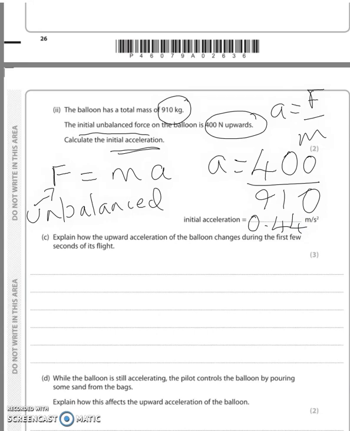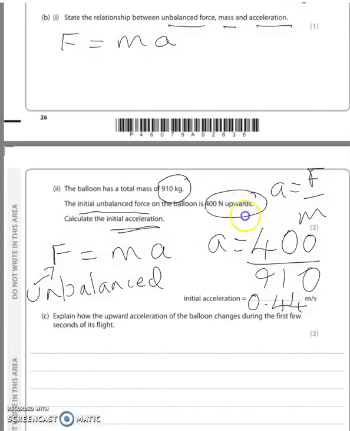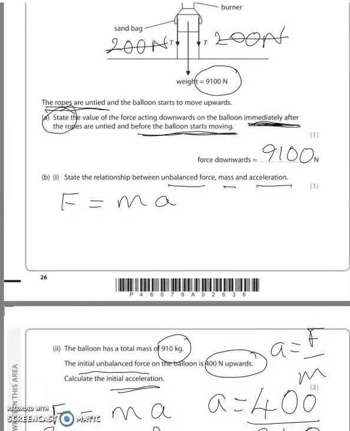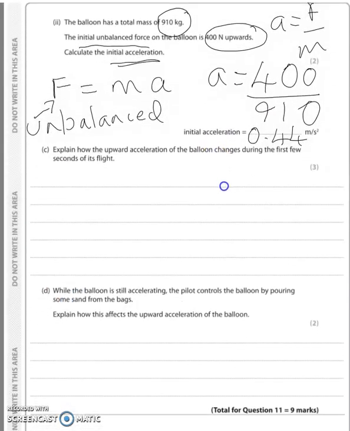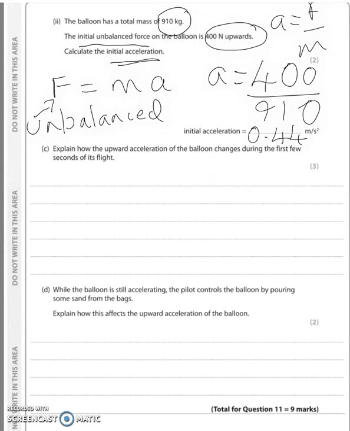Part C, explain how the upward acceleration of the balloon changes during the first few seconds. Now, it was being really clear earlier about the fact that it wasn't moving, it was immediately after the ropes are untied. So it does want you to think realistically, and think about the other forces that would be acting on the balloon. So as it's accelerating upwards, the speed is increasing. So the additional force that's going to start acting is going to be air resistance.